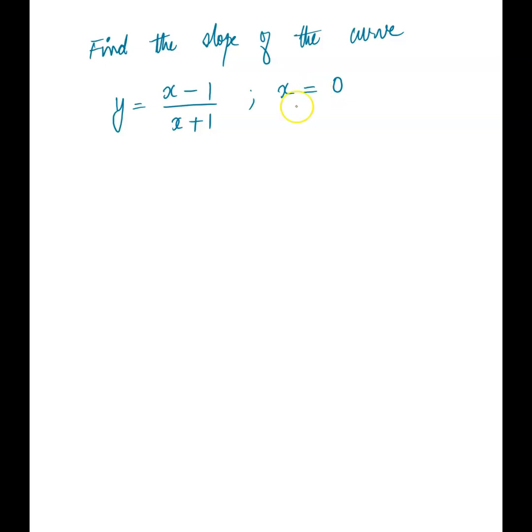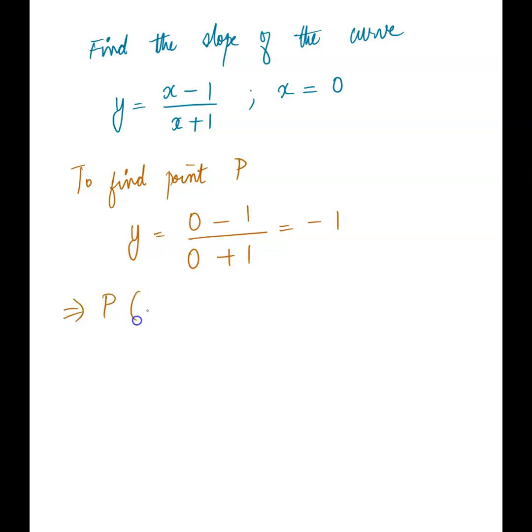So first of all, in the P, the point, we were not given the full set of coordinates. We were just given the x coordinate. Okay. So to find point P, we need to find the y coordinate. So plug in for 0. Okay. That gives us -1. So the point P is (0, -1). Okay. Is one of the points.